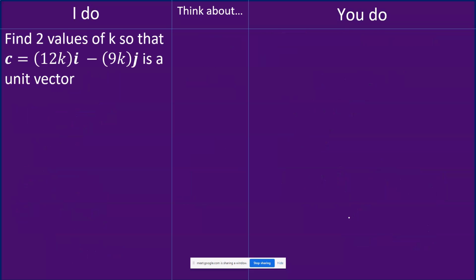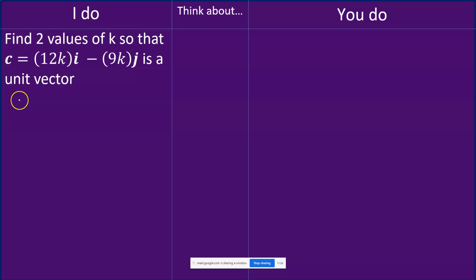Right. Last one I've got for you is something a little bit like this. Okay, so all of a sudden this appears from nowhere. Find 2 values of k so that c is a unit vector. So we've got some sort of values of k that'll make this a unit vector.